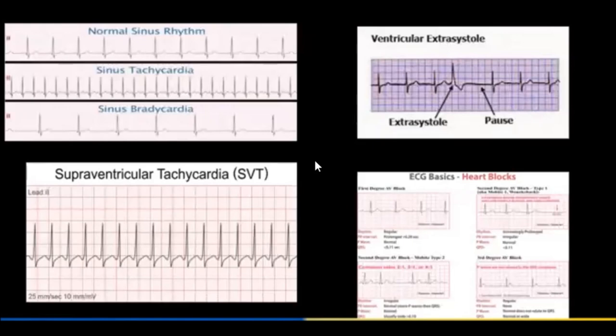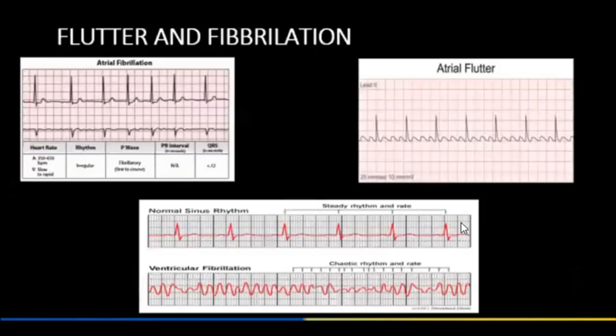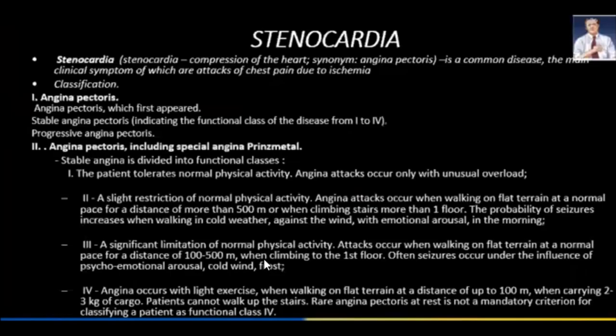And the special characteristics are shown in different images on the electrocardiogram: normal sinus rhythm, sinus tachycardia, sinus bradycardia, ventricular extrasystoles with pause, supraventricular tachycardia, and heart blocks, for example. Atrial fibrillation, atrial flutter, normal sinus rhythm, ventricular fibrillation, and others.